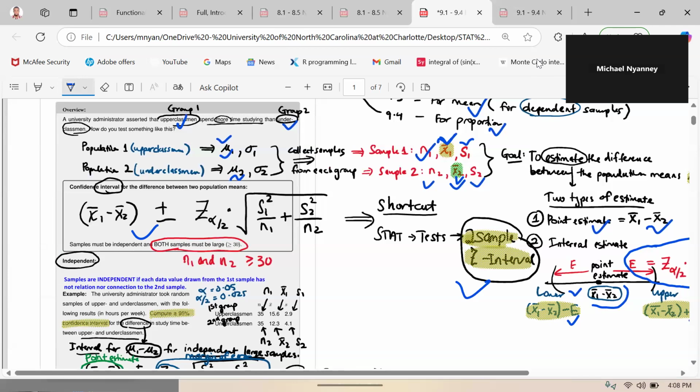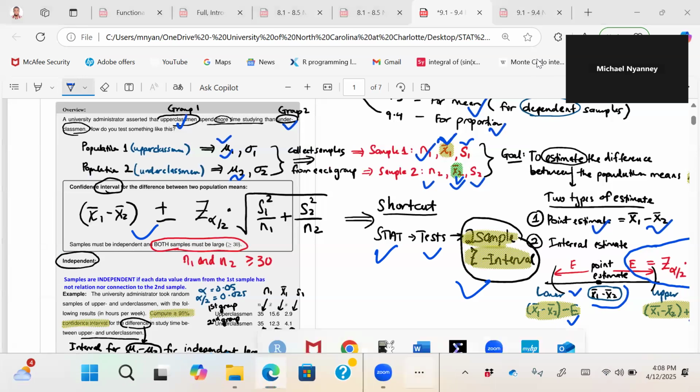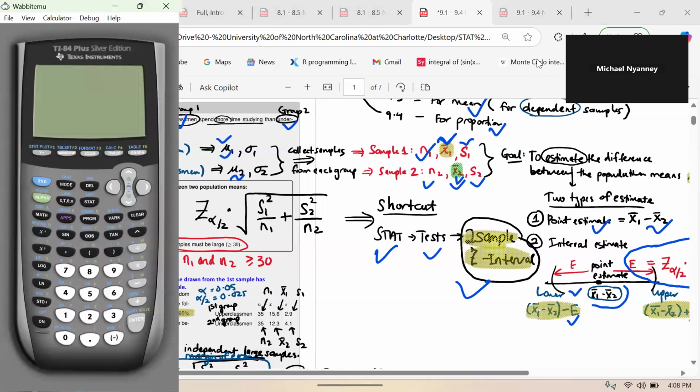So if you go to stats, you click on test, and you are going to see the z interval. Let me demonstrate using the calculator here. If you go to your stats, you go to test, then you scroll down to the z interval, not the z test. Okay, so that is it. That is the 9. You click on it, then you fill in the details that you want.